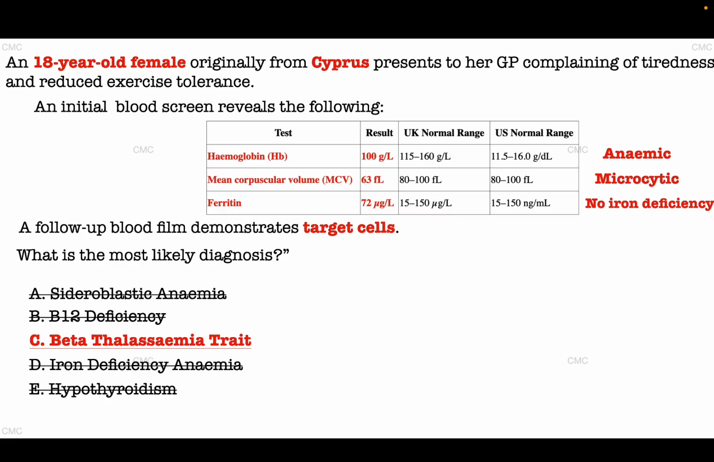Remember, both thalassemia major and the carrier trait form of the disease can cause anemia, but if somebody had thalassemia major, you would have known that a lot earlier than 18 years of age because they would be requiring regular blood transfusions.